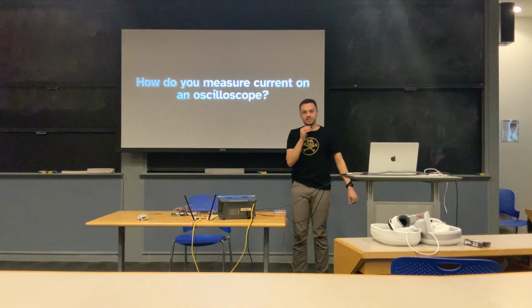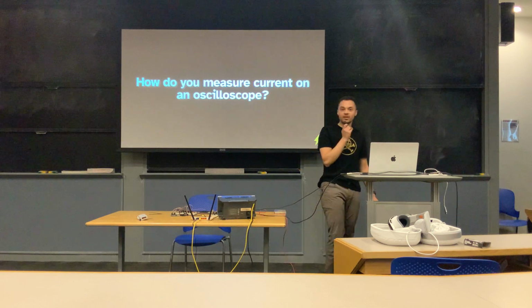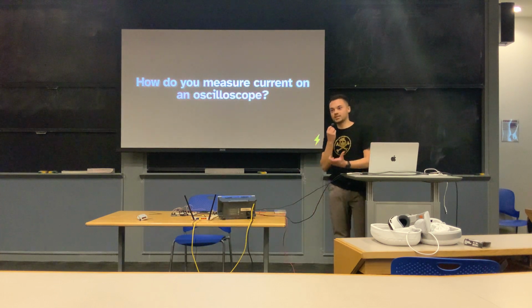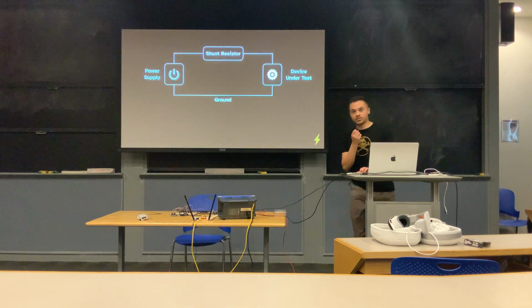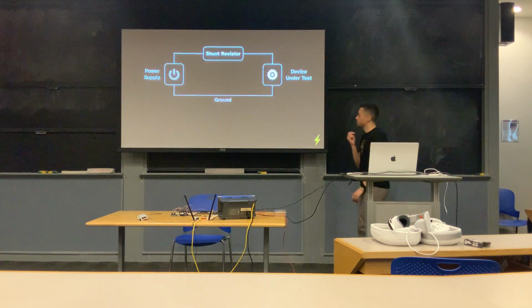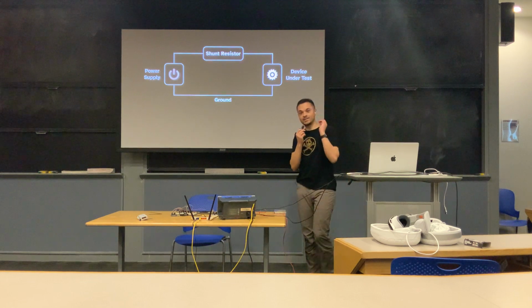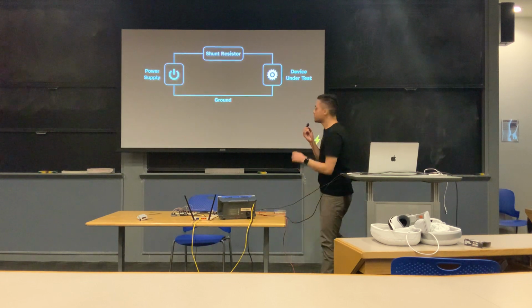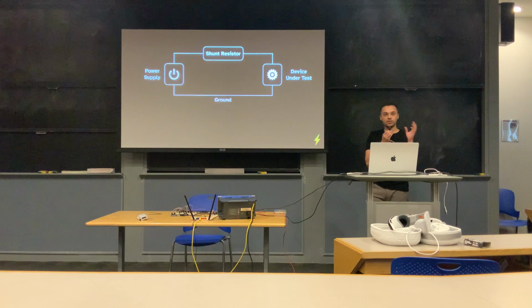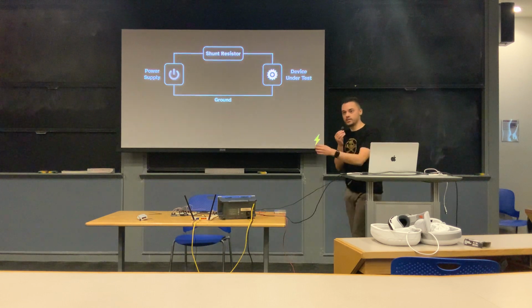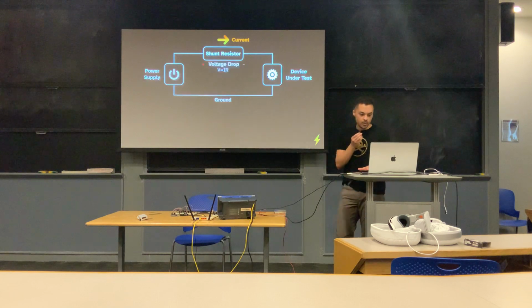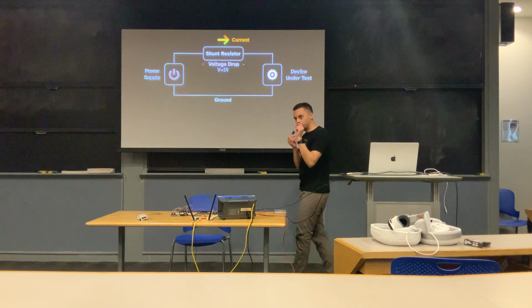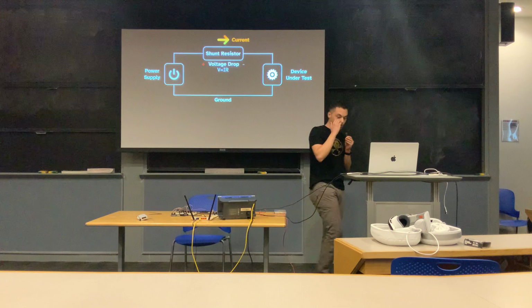There's a big problem with this. How do you measure current on an oscilloscope? The problem is an oscilloscope is designed for measuring voltages, not currents. So we're going to do a little bit of a trick here, which is to throw in what we call a shunt resistor. And so this shunt resistor is going to be placed in series with the whole device under test. So every single amp of current that flows through the device has to also pass through this shunt resistor. And so the current's going to pass through just like before, but now there's going to be a slight voltage drop across this resistor, which we can measure.